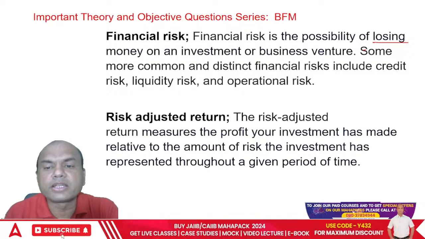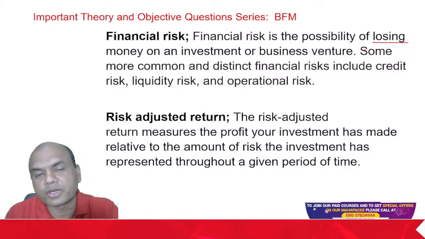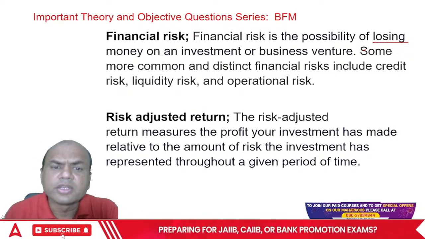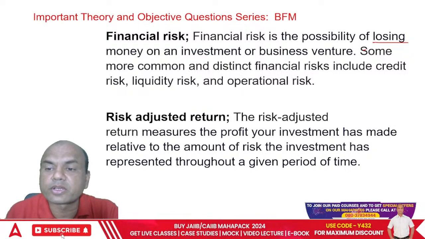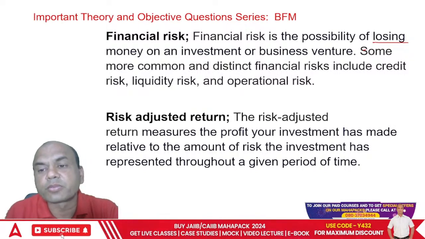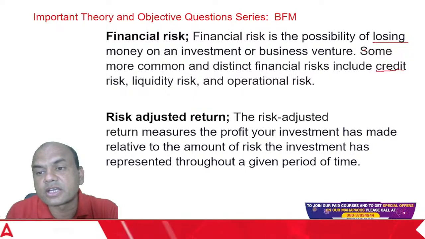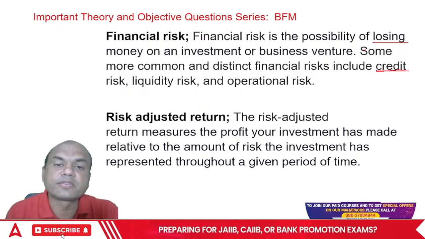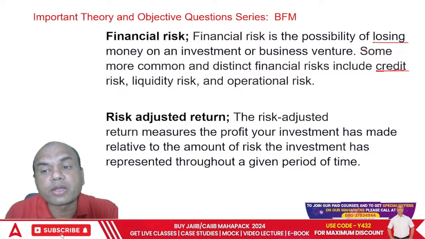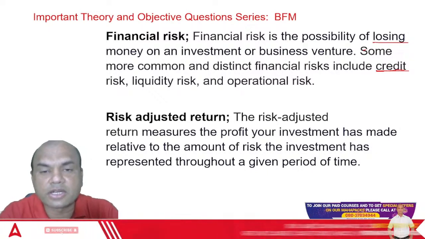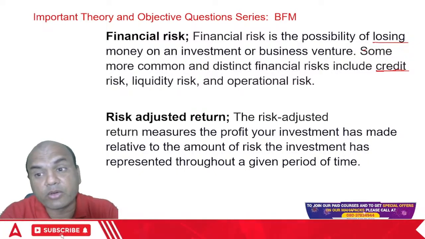Some more common and distinct financial risks include credit risk, liquidity risk, and operational risk. So these are the common and distinct financial risks. I always face the problem of credit risk. What is this credit risk? Credit risk means if the bank gives a loan to somebody, whether that loan will be repaid or not. That is known as credit risk. Whether it will be repaid or not.